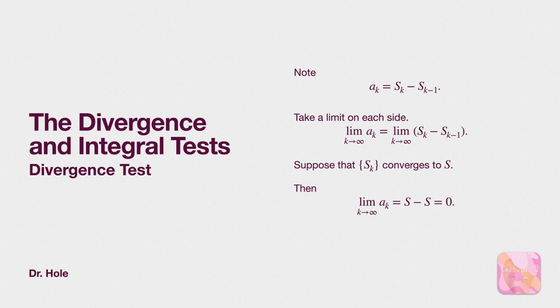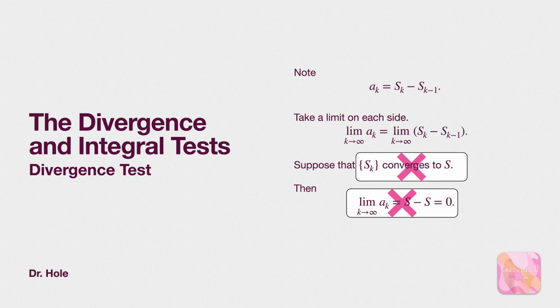Okay, so let's look at this logic, but in reverse. So if we have that the terms of the sequence a sub k do not tend to 0, then it cannot be that the sequence of partial sums converges to s. Right? Now, this is then exactly the divergence test. And notice how we flipped things around, that we started with an assumption that if the terms of the sequence do not tend to 0, then convergence is out the window.